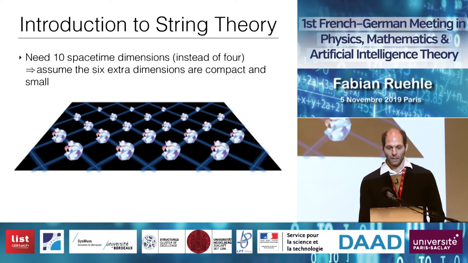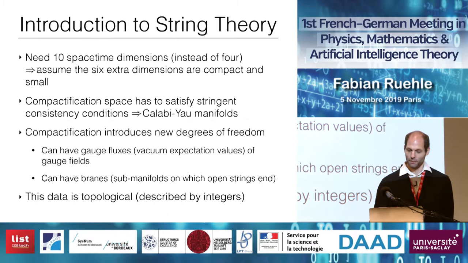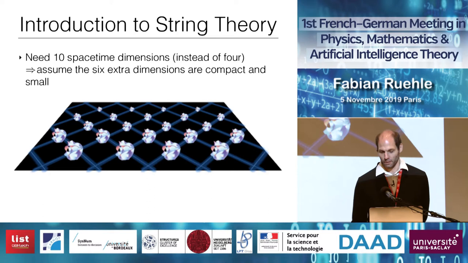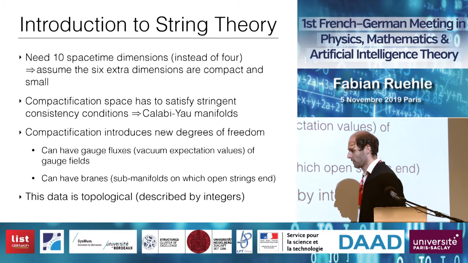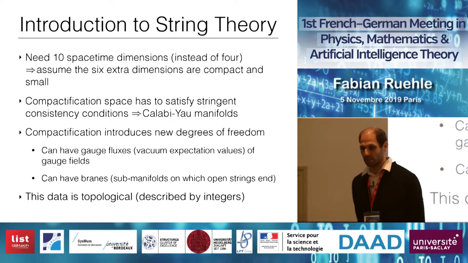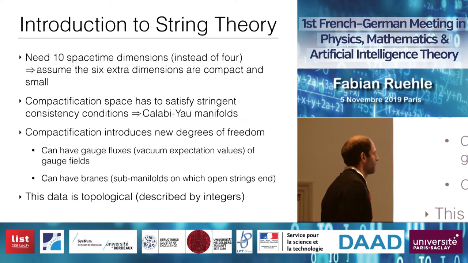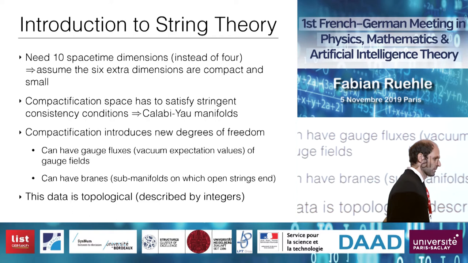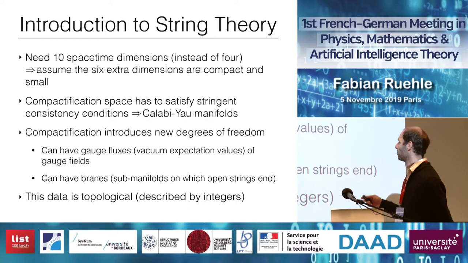So now you cannot just put any space here. So you could think I just take whatever space I like and put it at each point in my space-time. However, as it turns out, one of the string consistency conditions that are imposed on you means that this space has very, very special properties. So it needs to be what's today known as a Calabi-Yau manifold. Calabi was a mathematician who conjectured existence of a metric that's relevant for string theory that solves the equations of motion of string theory, and Yau proved that this actually does exist. So this is why these spaces are called Calabi-Yau manifolds.